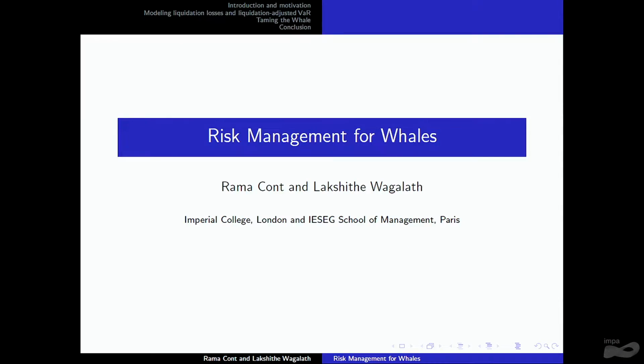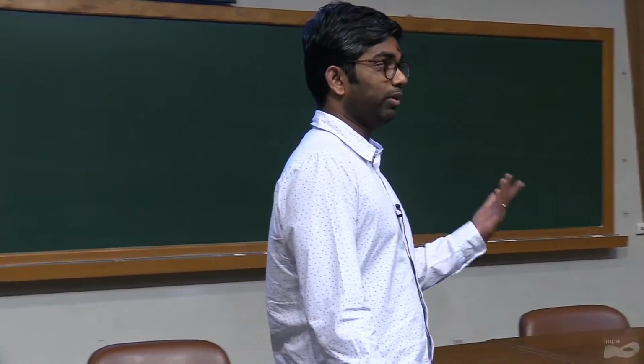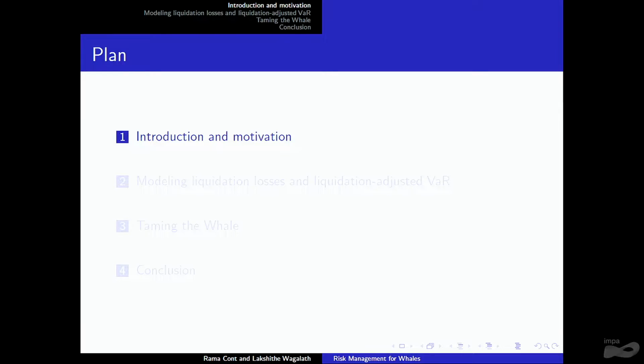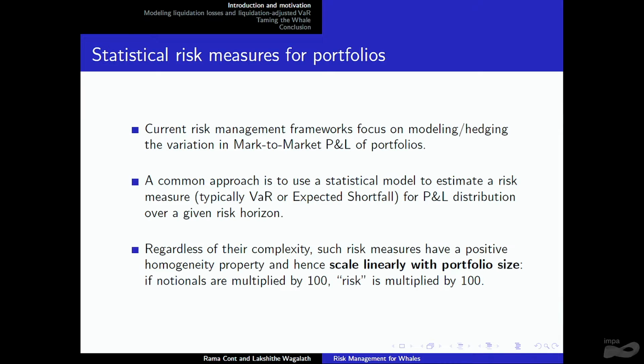So I'm going to talk about a paper that we wrote with Rama a few years ago, actually when he was still at Imperial, which is called Risk Management for Whales. It's in the vein of what we've been doing with Rama over the last years, since I started my PhD with him, which is how to incorporate the effects of big players on financial dynamics and financial risk. So it's probably going to be interesting to people like Raphael or others, like Stefan here. So a little bit of introduction and motivation.